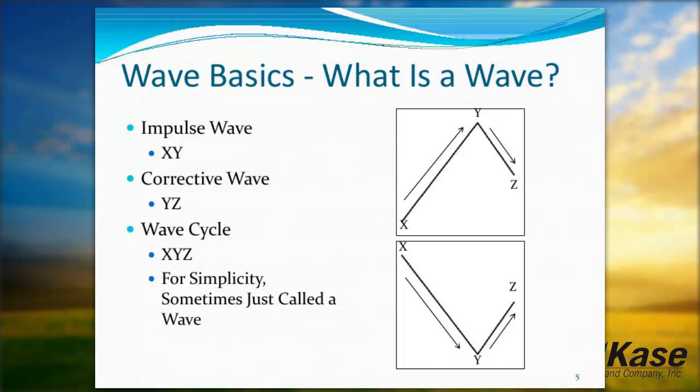Now, when we look at waves, there are really two portions to the wave. There is the impulse portion of the wave, which is the XY leg of the wave, and there is a corrective portion of the wave, which is the YZ portion of the wave. Now, the reason that we break this up is, as you'll see in part two of this series, we do impulse wave projections that are based upon the XY portion of a wave, and corrective wave projections, which are based upon the YZ portion of the wave.